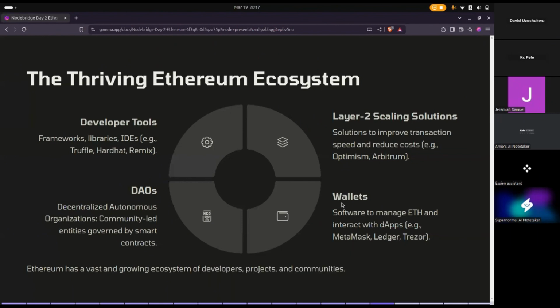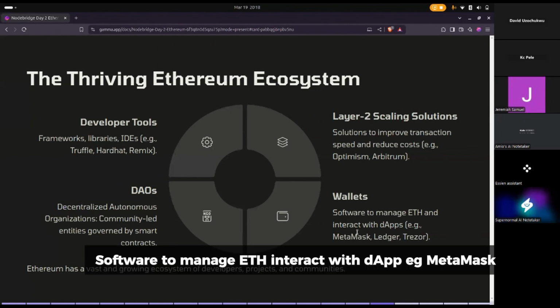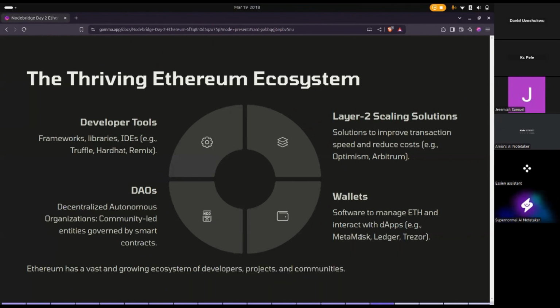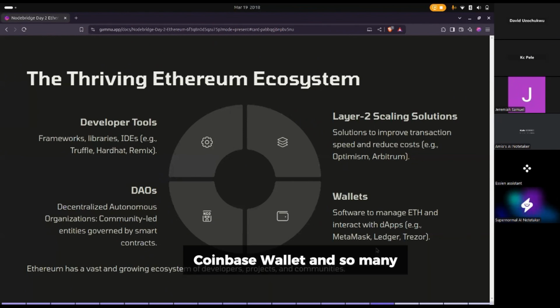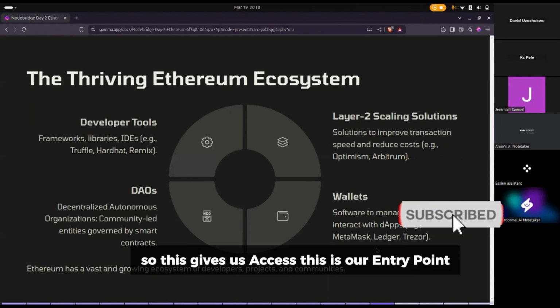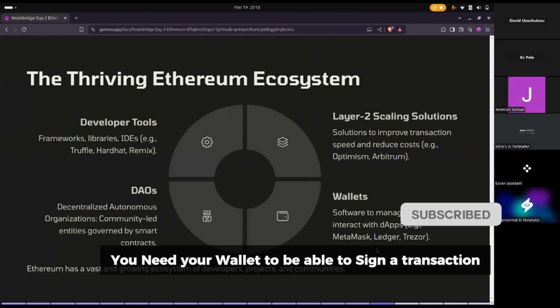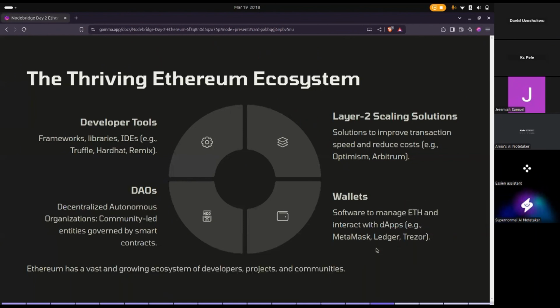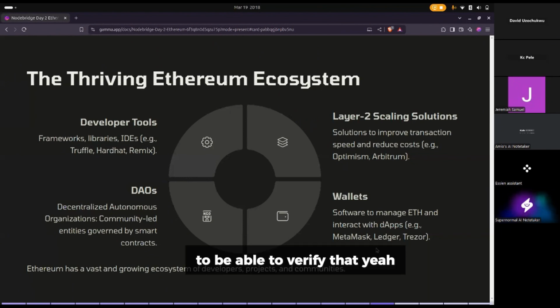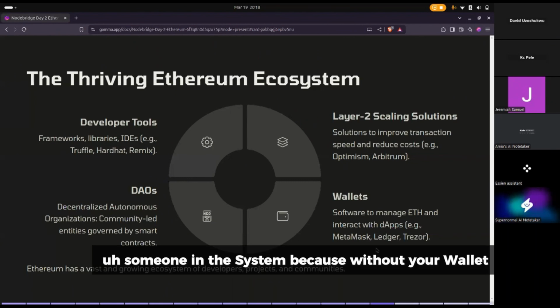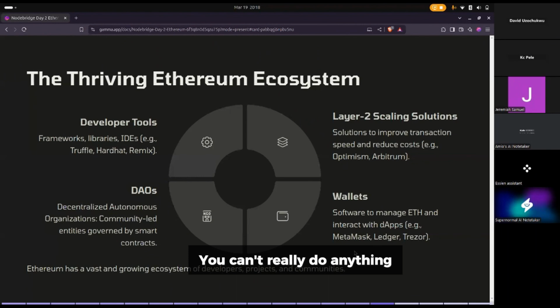Then we have our wallet, software to manage ETH and interact with dApps, e.g. MetaMask, Ledger, Coinbase Wallet, and so many others. This is our entry point to the blockchain. You need your wallet to be able to sign a transaction, so that we can verify that this is actually someone in the system, because without your wallet, you can't really do anything on the blockchain space.